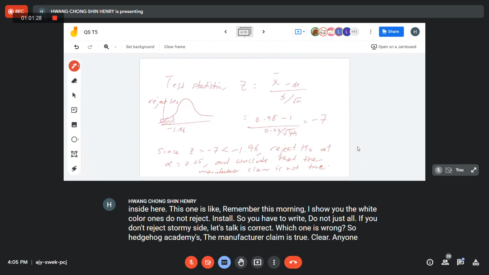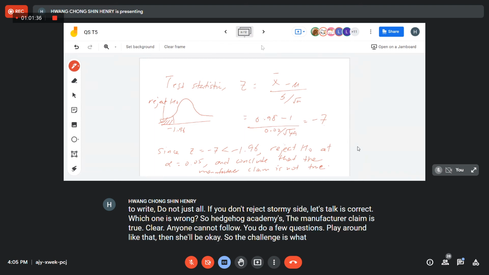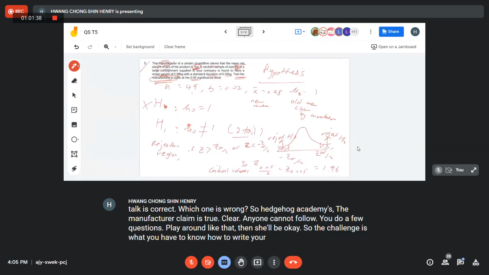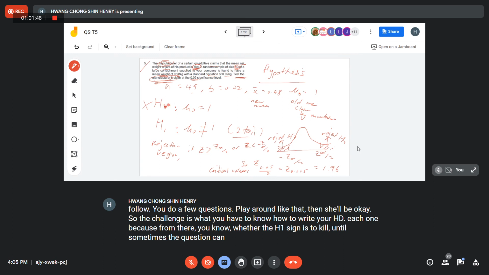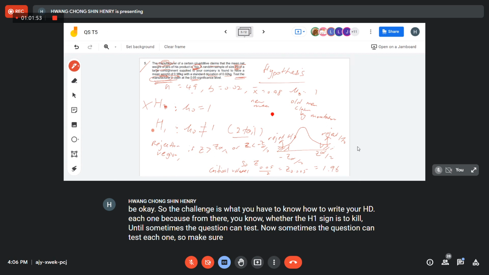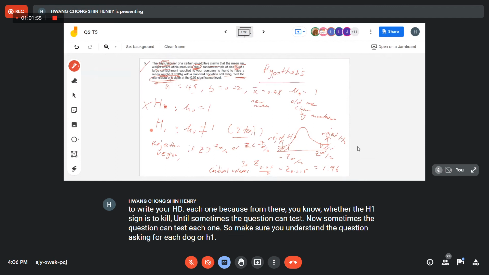Anyone cannot follow? You do a few questions, play around like that, then should be okay. So the challenge is what? You have to know how to write your H0 and H1, because from there you know whether the H1 sign is two tail or one tail. Sometimes the question can test H0, sometimes the question can test H1. So make sure you understand whether the question is asking for H0 or H1. All right, and the two signs here always contradict.